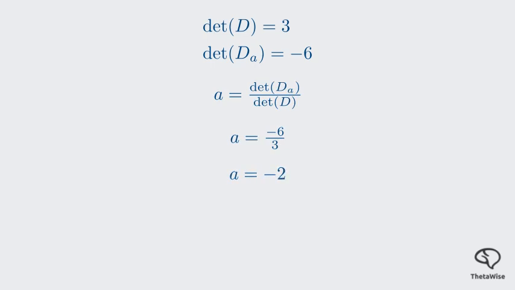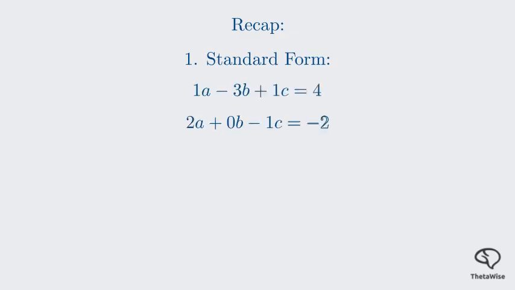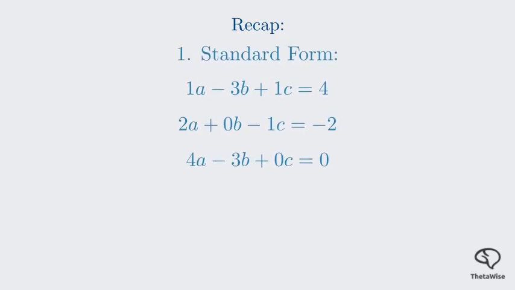Let's quickly check this with the provided memo. The memo also finds a equals negative 2, so our answer is correct. The verified final answer is a equals negative 2. Let's quickly review what we've accomplished in this tutorial. Our goal was to solve for a variable using Cramer's rule.